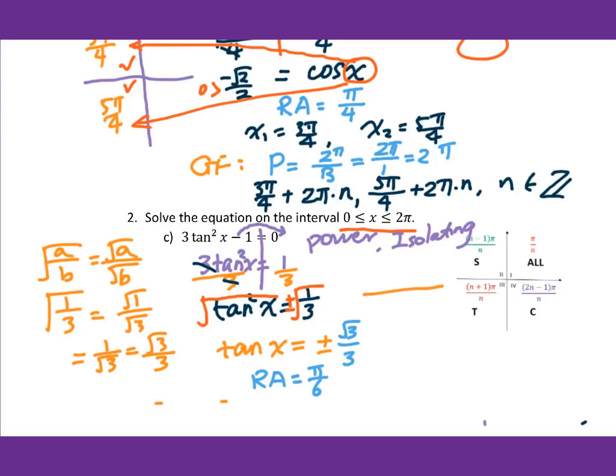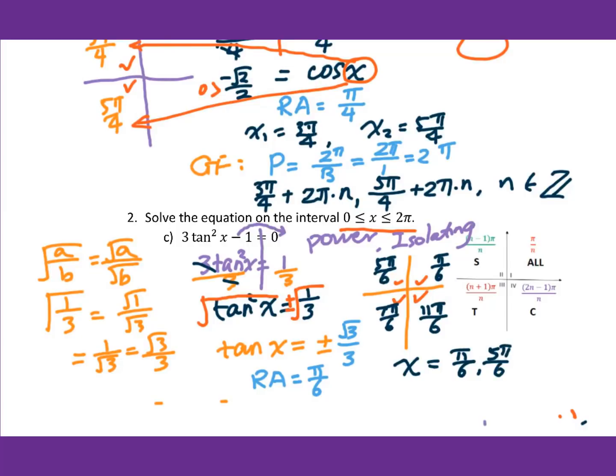So we go to quadrants now. We got 1, 2, 3, 4 because it's positive and negative. That covers all the quadrants. Then we can write down the angle for each quadrant. This is pi over 6, 5 pi over 6, 7 pi over 6, and 11 pi over 6. Therefore, x equals pi over 6, 5 pi over 6, 7 pi over 6, and 11 pi over 6. This will be the solution for C.